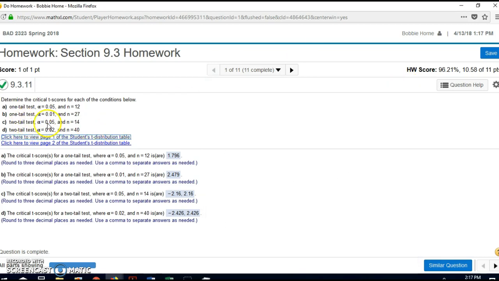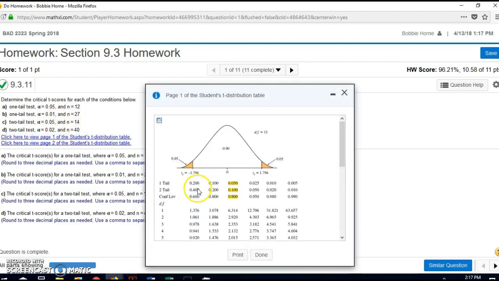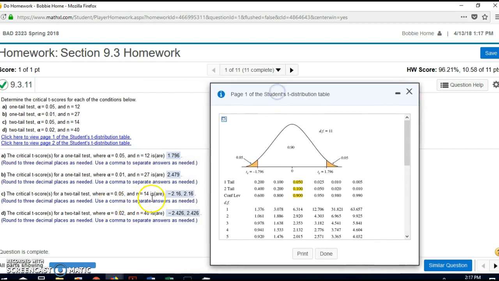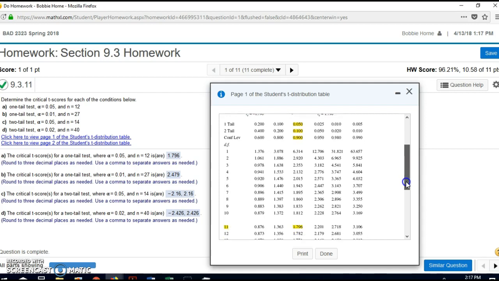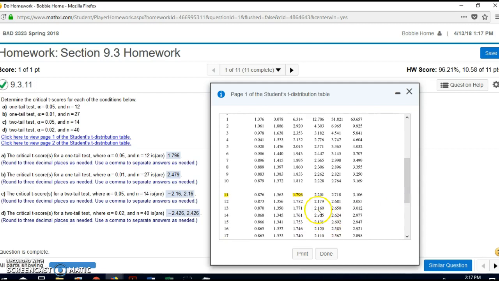Now, for a two-tailed test, we're going to look at the same table, but we're going to go to two-tailed and find 0.05. Now, our degrees of freedom here in number 3 is n equals 14, so we would go to 13 for degrees of freedom. So with the two-tailed test, you have two critical values, negative 2.16 and positive 2.16.